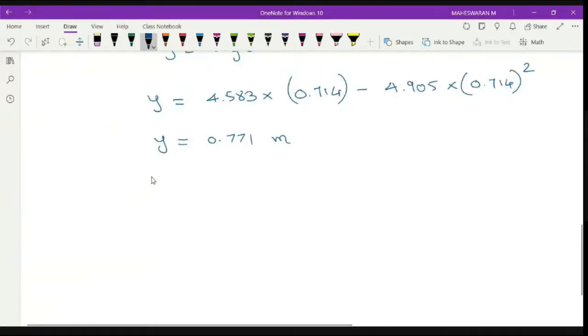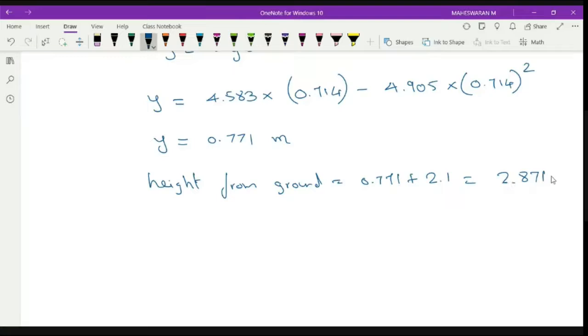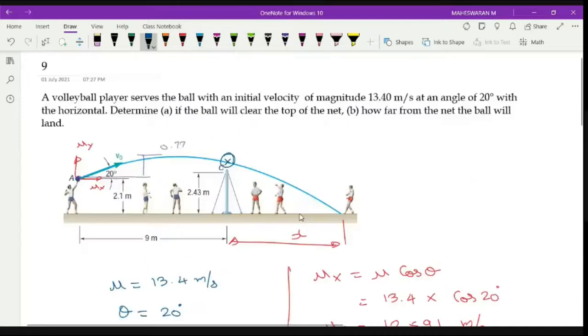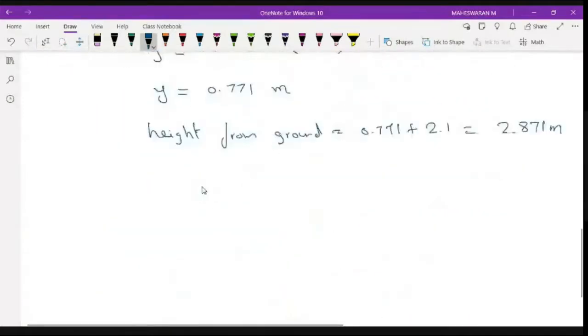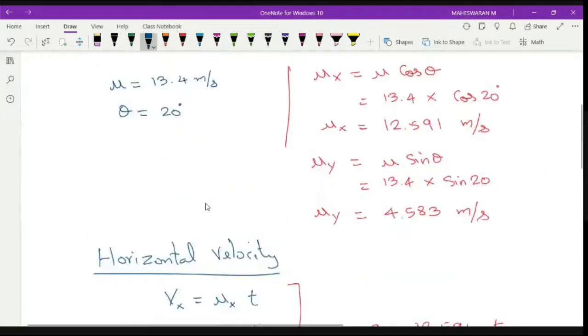So height from the ground is 0.771 plus 2.1. So what is the value? So 2.871 meter, right? So this is greater than 2.43 in that case. So you can say that it is passing the net, right? So this is my answer. Okay. Hope you can understand.